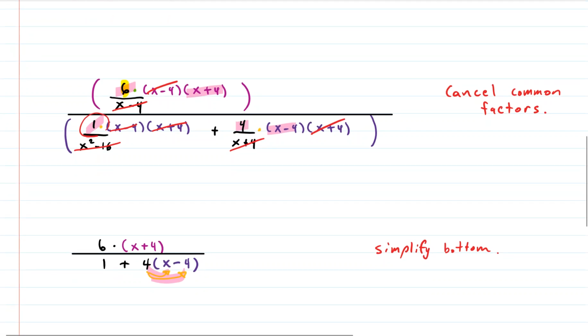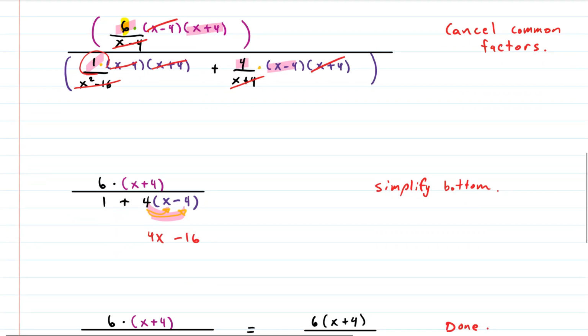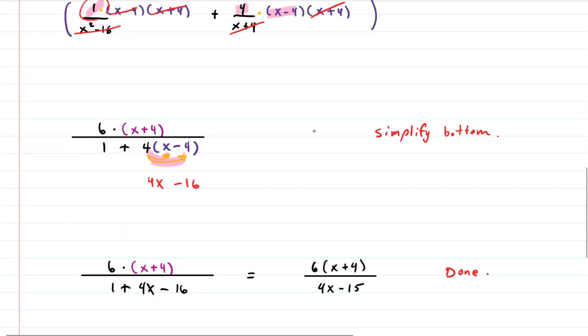What do we get when we do that? Well, 4 times x gives us 4x, right? And 4 times negative 4 gives us 16. So we'll end up having 1 plus 4x minus 16, which is what we have here in the bottom. The 1 and the negative 16 give us negative 15. And we're done, right? That's it. We have our 6 times the x plus 4 in the top, and we have the 4x minus 15 in the bottom. We could multiply the 6 through and get 6x plus 24, but it's probably best to keep it in its factored form. And we're done.